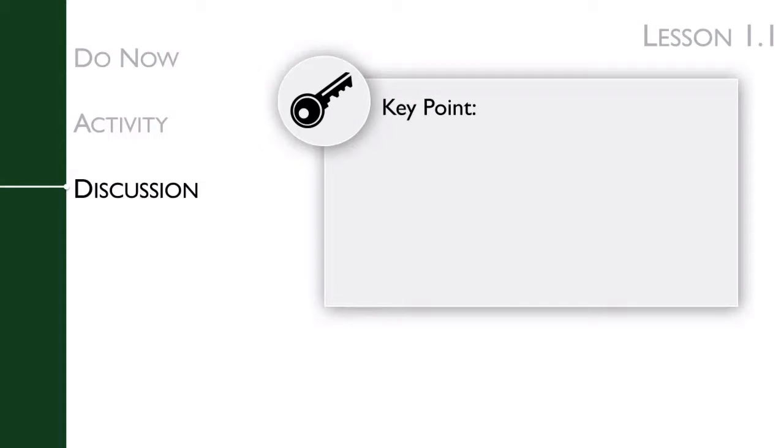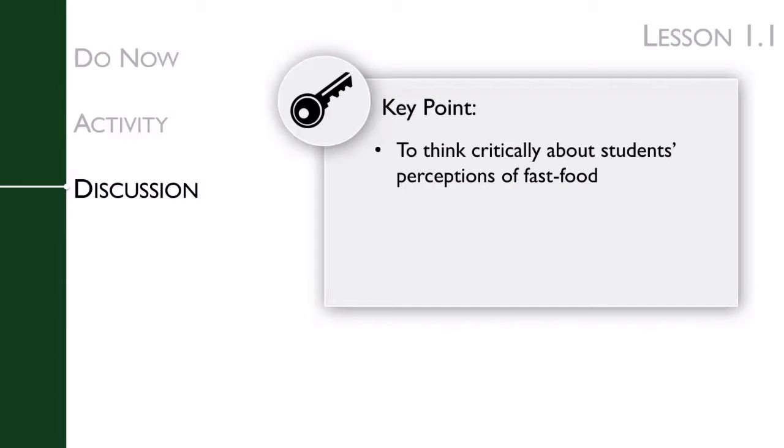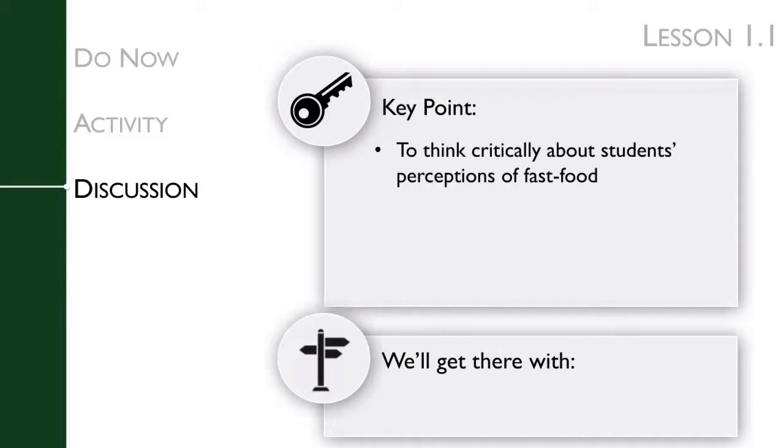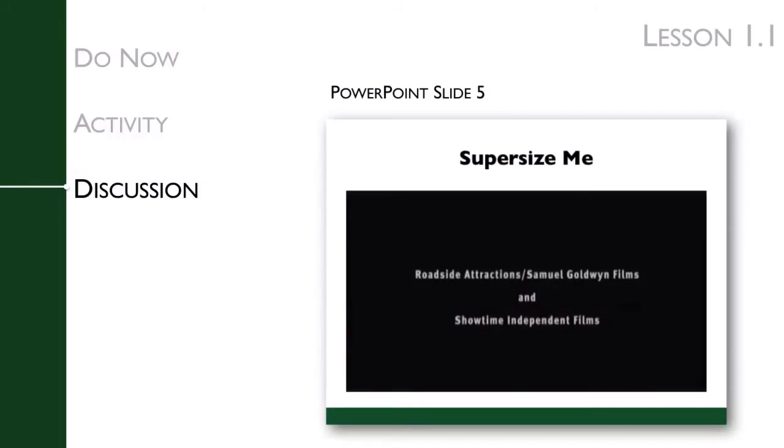The key point of the lesson's discussion is to have your students critically think about their perceptions of fast food. We get there by having a short Socratic discussion. Students should use evidence from the movie clip that does not support their original positions. Examples of these points are found in the teacher's manual.